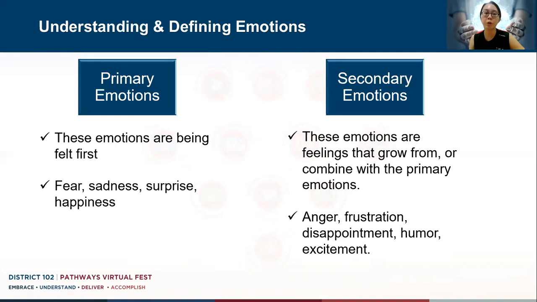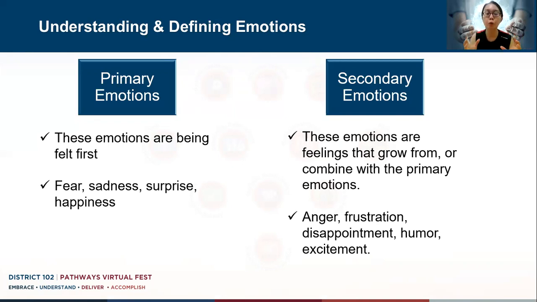Of course, here in this manual, they break it down to primary and secondary. Primary emotions are those that we feel almost every day, or every now and then. And sometimes you experience a mix of emotions. Primary emotions are such as fear, sadness, surprise, happiness. You feel it without even thinking about it. Secondary emotions usually grow from the primary emotions, and they are like anger, frustration, disappointment, humor, and excitement. I think most of the time we experience a mix of emotions.